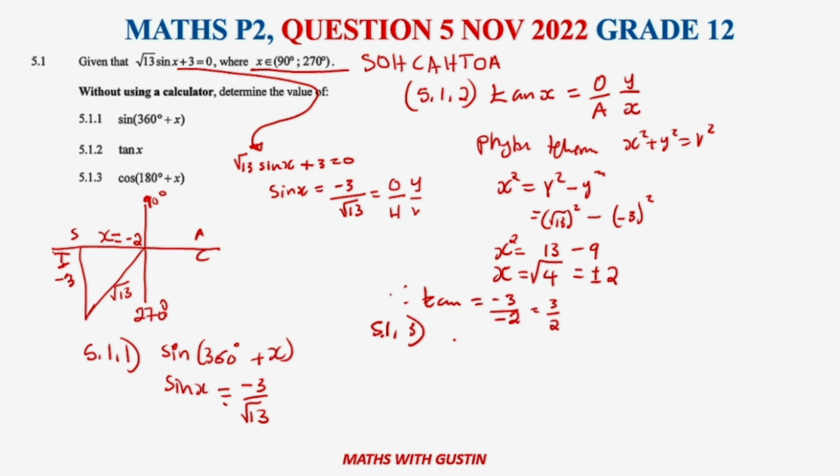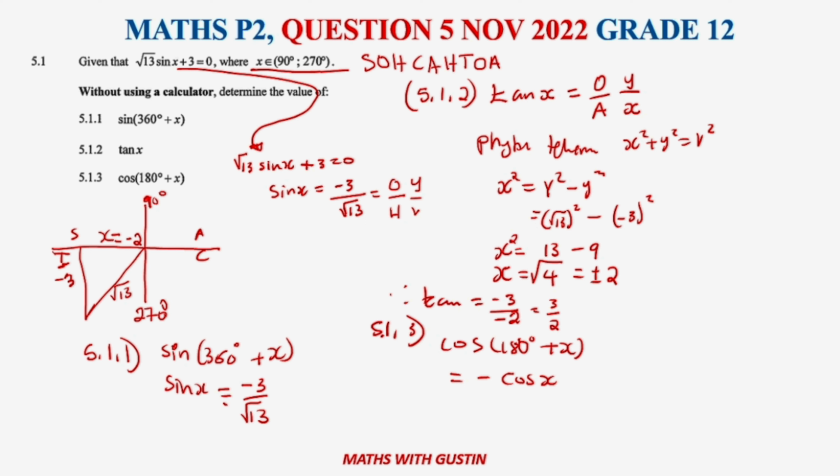5.1.3 says that we need to calculate cos of 180 plus x. Cos of 180 plus x is going to be given by negative cos x, because it's on the third quadrant. 180 plus x is on the third quadrant, where cos is negative. If you want to see more examples of the reduction angles, please watch the video on grade 12 reduction angles.